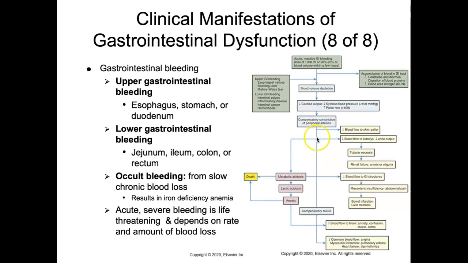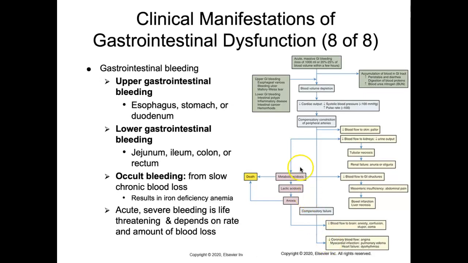But if all that eventually fails, then we are going to see that we lose blood flow to our brain and the heart, causing these symptoms to take place. For loss of blood to the brain: anxiety, confusion, stupor, and coma. For loss of blood to the heart, we have angina, myocardial infarction, pulmonary edema, heart failure, and dysrhythmias.